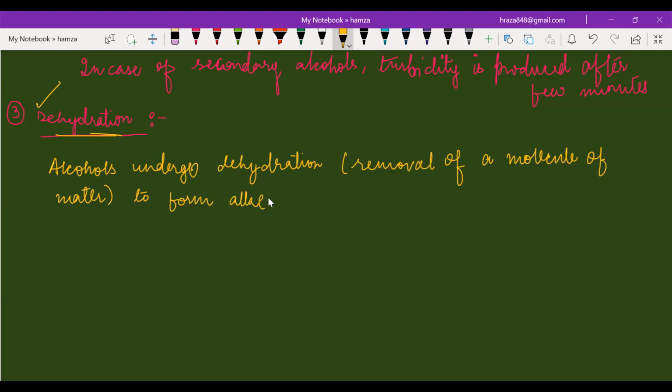To form alkenes. So basically, how are we going to remove water from alcohol?